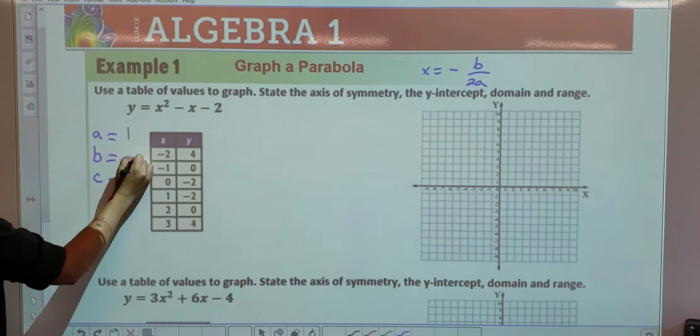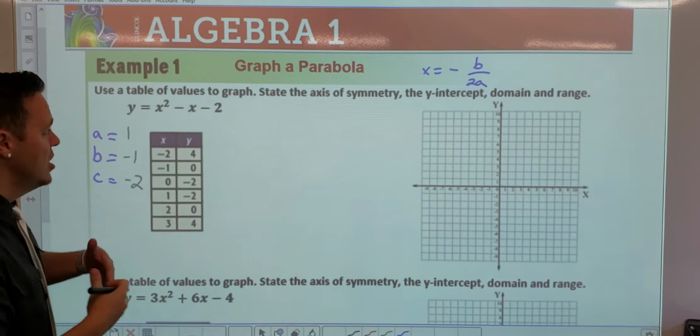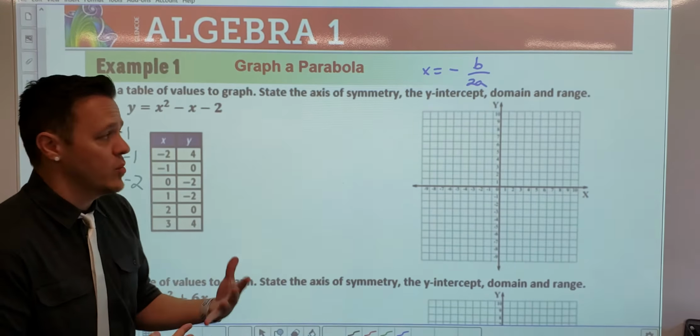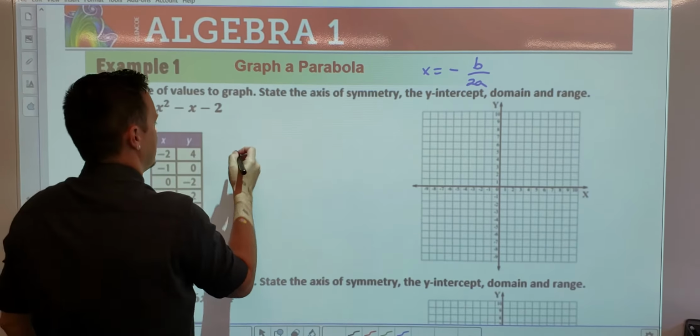This is a 1, a -1, and a -2. Okay? Those are our values. This helps do these formulas and everything else with relative ease. All right, axis of symmetry is first.